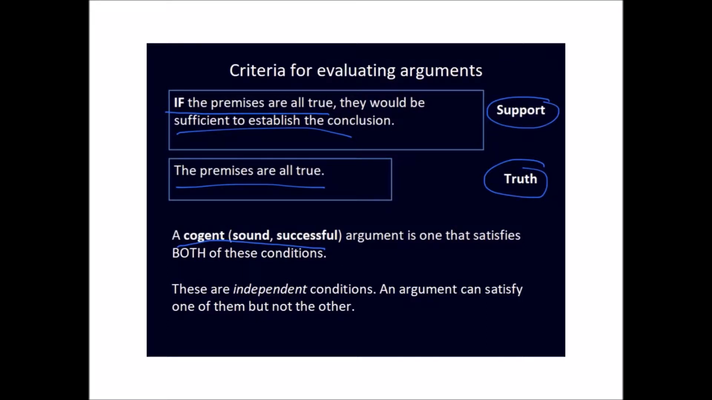A very important point, which I will illustrate with some examples next, is this: these are independent conditions. And that means whether or not an argument satisfies one of them doesn't depend on whether it satisfies the other. An argument can support its conclusion without having true premises. The premises might be true but not support the conclusion. Let's look at some examples.